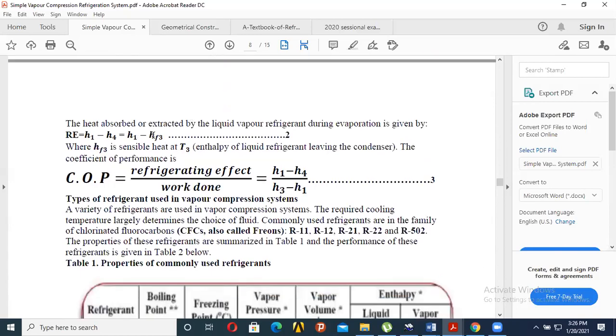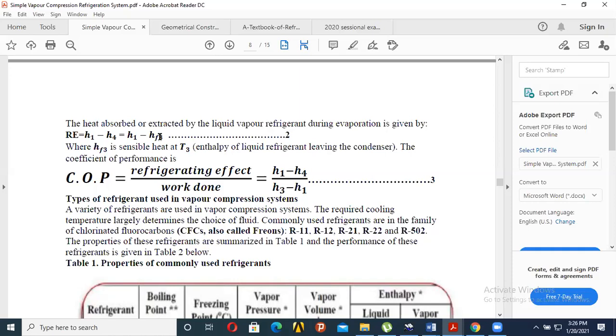So H1 minus HF3. HF means the enthalpy of liquid at point 3. That will give you how much energy is in the liquid against that vapor pressure. So when you find the difference, then you will know the refrigeration effect, how much heat you have extracted.